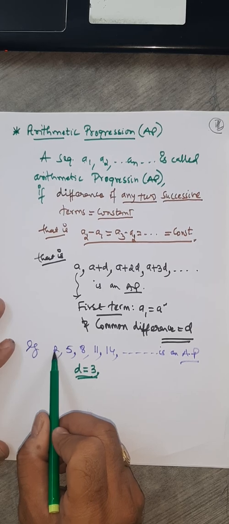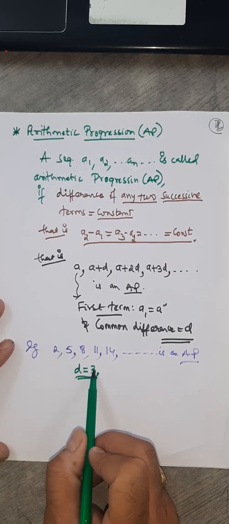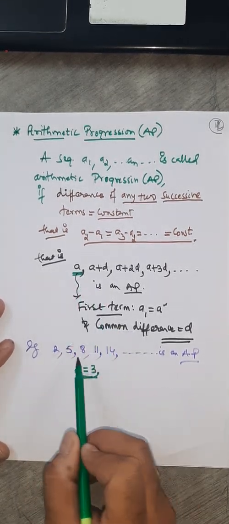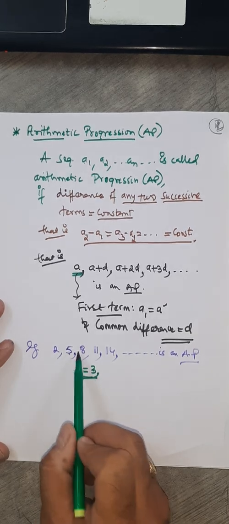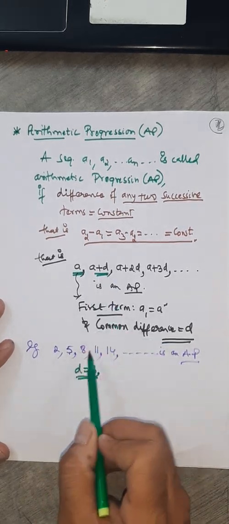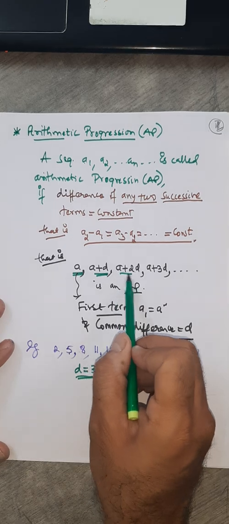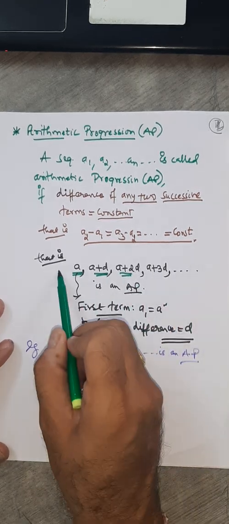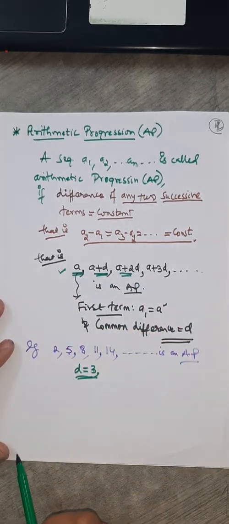So if you know the first term, the next term can be obtained by adding the common difference. That's what I've written. If you know the second term, add 3, so you'll get the next term. If you know this, add 3, you'll get the next term and so on. So this is the general format of AP.